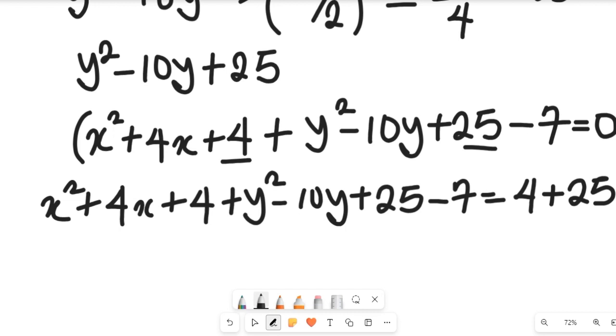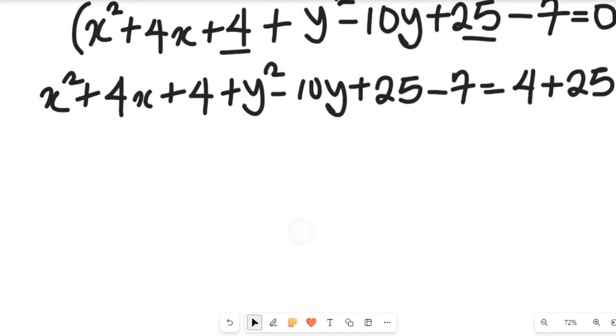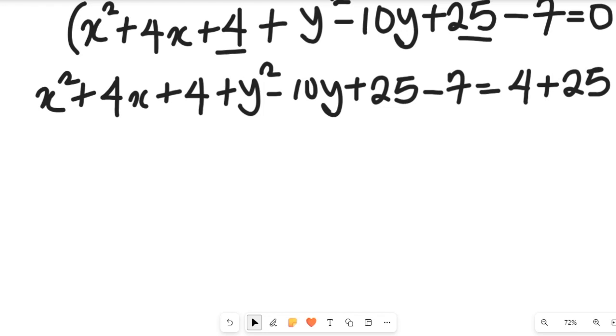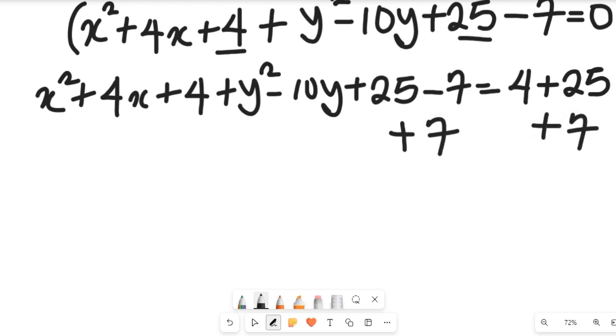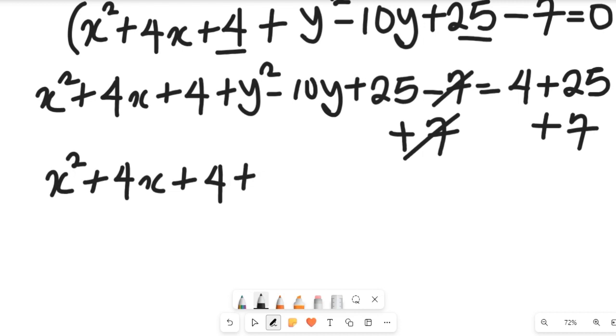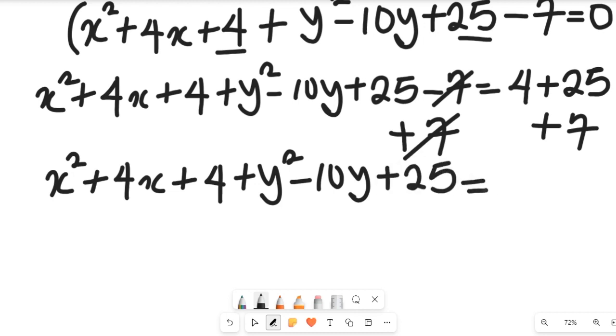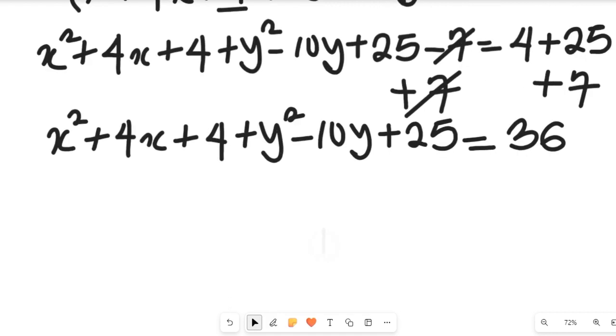Great. So having done this, we are going to add 7 to both sides. This will be plus 7, and this will be plus 7. If we add 7, this will clear this, and then we'll be left with x squared plus 4x plus 4 plus y squared minus 10y plus 25, and this will be equal to 36. So how do we simplify this?